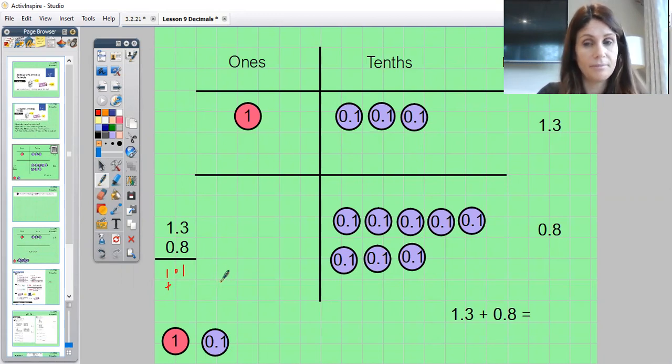Okay? That look right? No, Mrs. Hall. Deary me. Let's try that again, shall we? 1 add 1 is not 1. 1 add 1 is 2. Okay, so we have 2.1 as our answer.